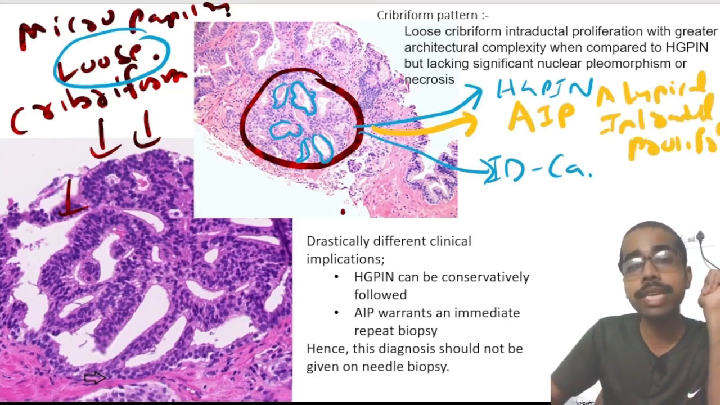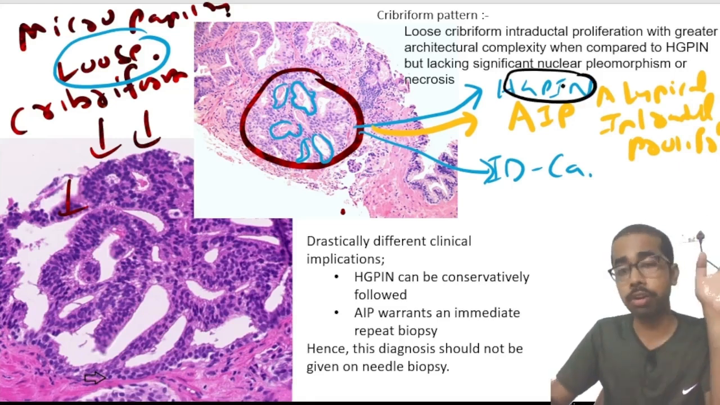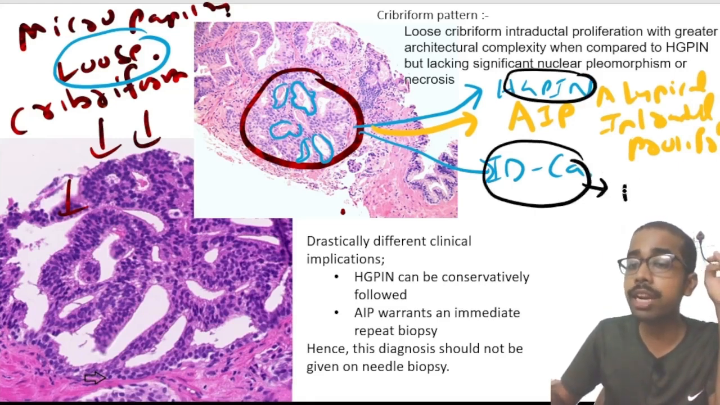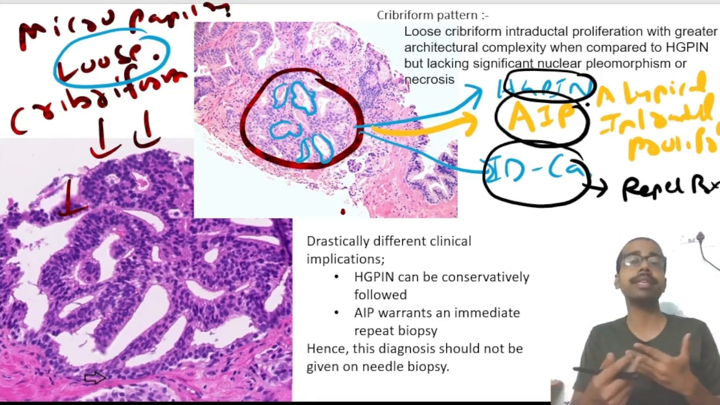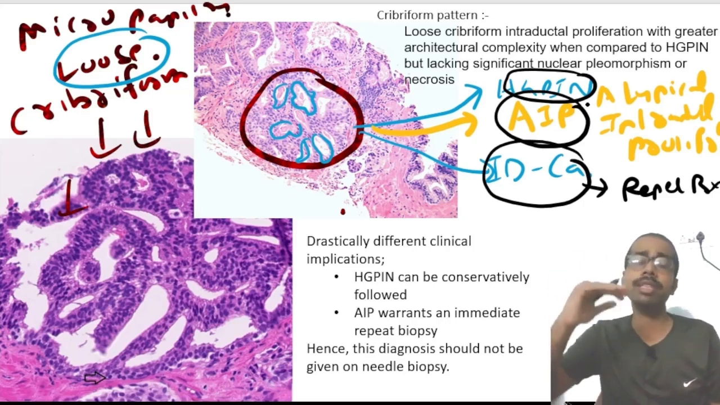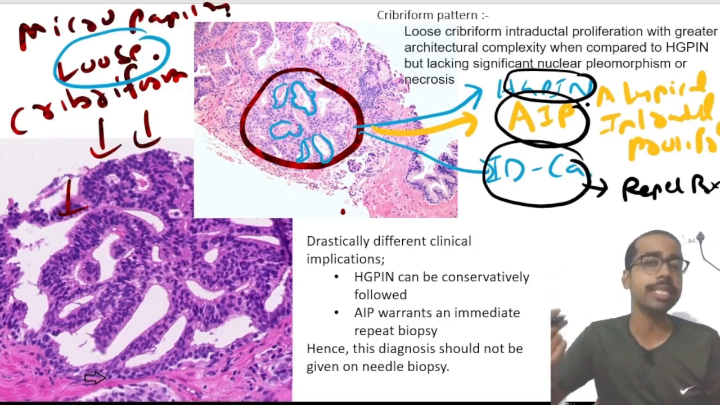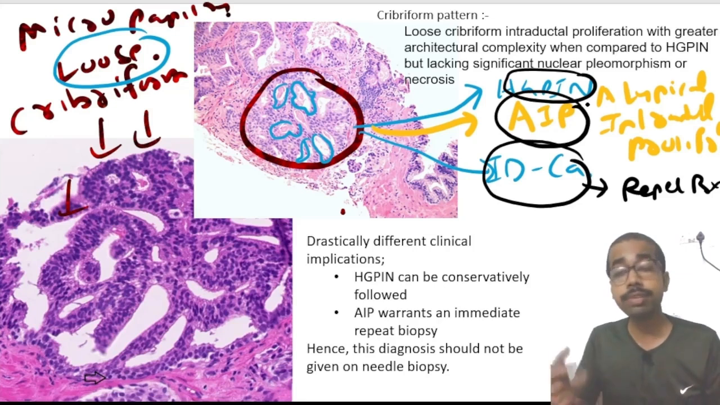Why? Because if you say high-grade PIN, of course, high-grade PIN you won't report at all. Intraductal carcinoma, they will ask for a repeat biopsy, right? If you're writing atypical intraductal proliferation, that depends upon the surgeon. The surgeon will correlate with the prostate levels. They will do surveillance. They will follow up the PSA level. If it is subsiding, they won't do. If it is not subsiding, they will go for repeat biopsy.